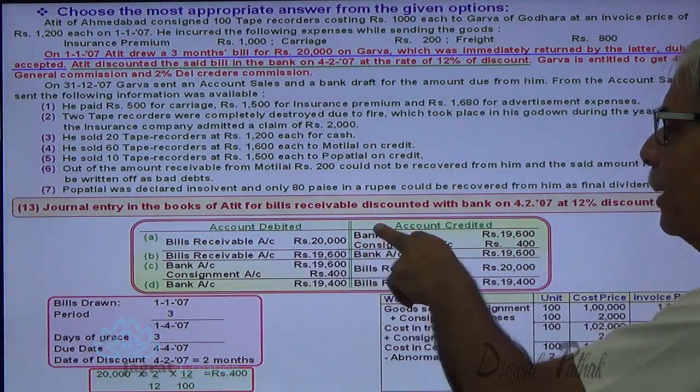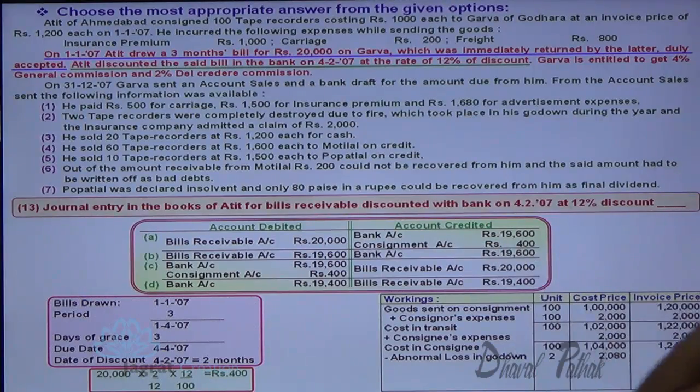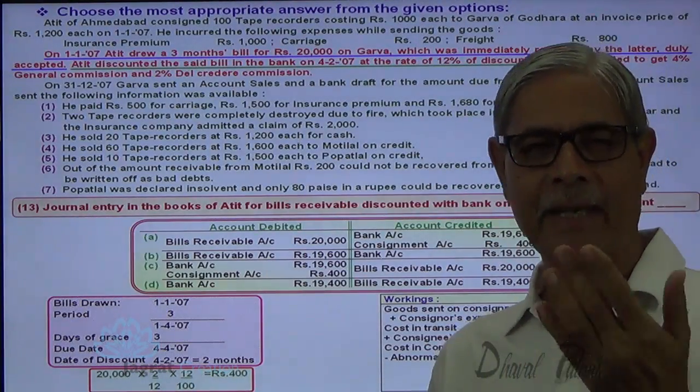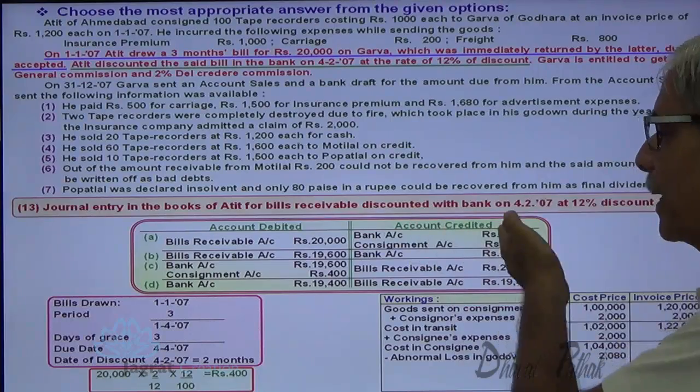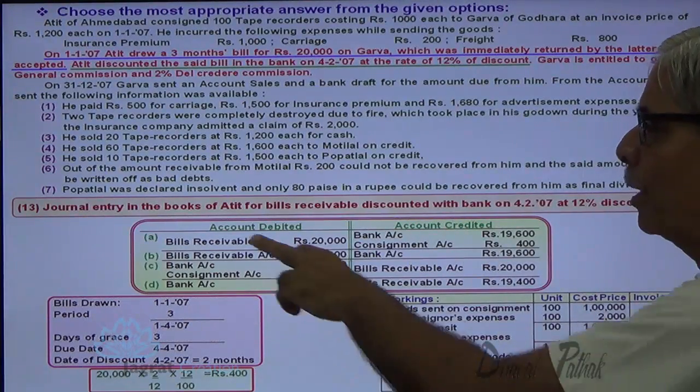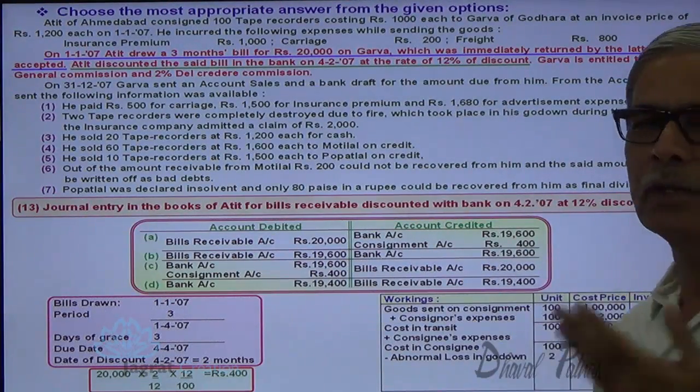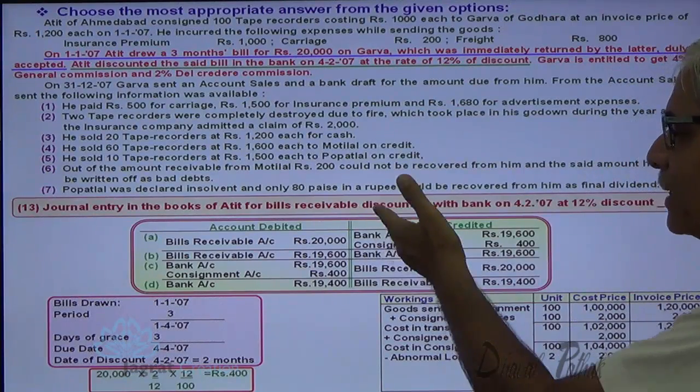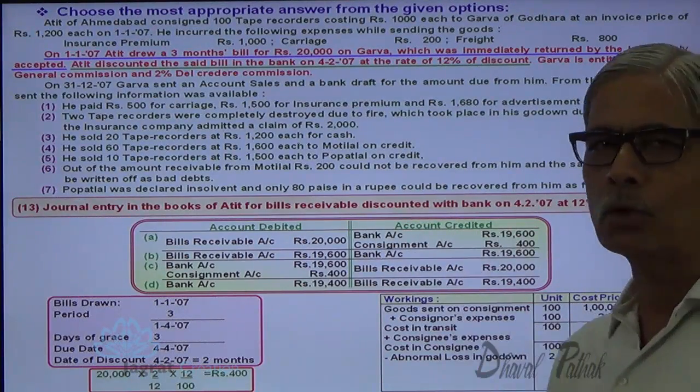Bills receivable account debit, bank account credit, consignment account credit. See, bill is discounted, cash is received, bank account cannot be credited. First entry is wrong. Bills receivable account debit to bank account credit. No cash payment is made, so bank account credit entries are not to be considered. So A and B are out of question.